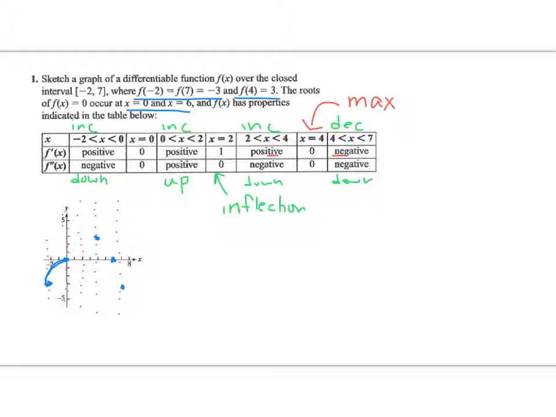From 0 to 2, my slope is increasing, but now I'm concave up. So I have to switch this a little bit. And then from 2 to 4, the concavity changes to concave down. And then these are all concave down. So in that little region, if I blow it up a little bit more, it went from negative 2 to 0, from 0 to 2, and then 2 to 4, and then everything concave down. So right there was that inflection point where our concavity changed.